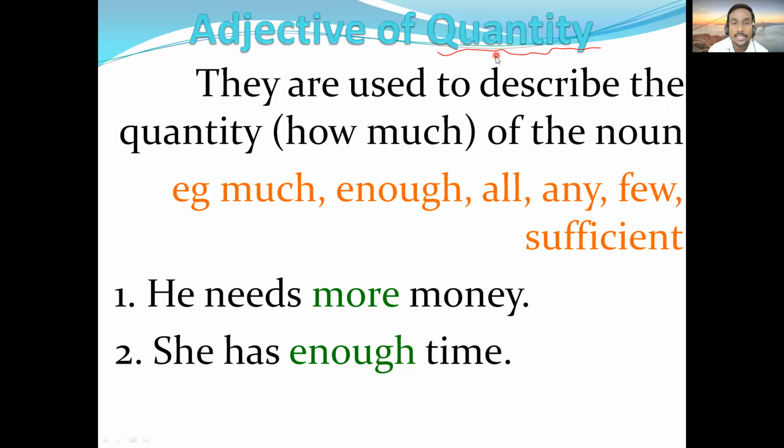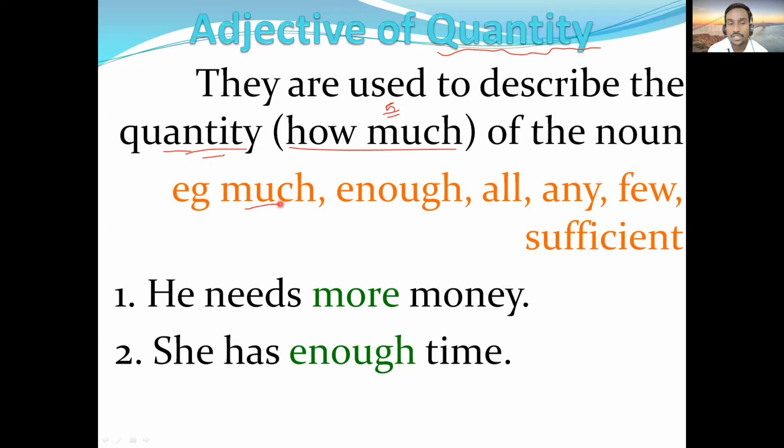Adjectives of quantity are used to describe the quantity. Quantity in terms of how much: if you ask the question 'how much', you get an answer. If you are asking how much, you are not getting an answer in numbers like 5 or 10, because those refer to number. Here we are not referring to the number, we are referring to the quantity. So that is the type of adjective of the noun. Some examples here, like much.